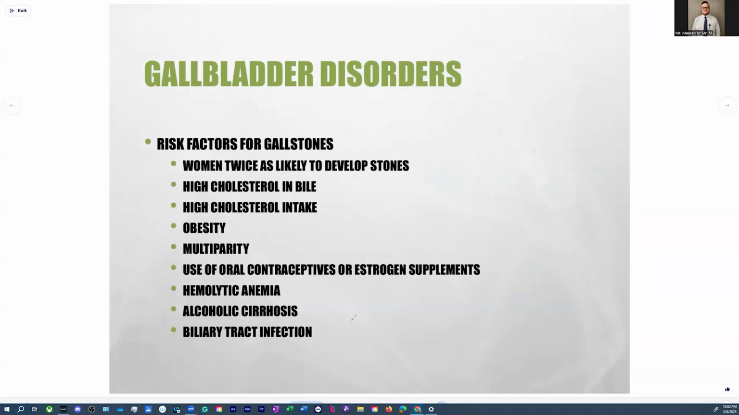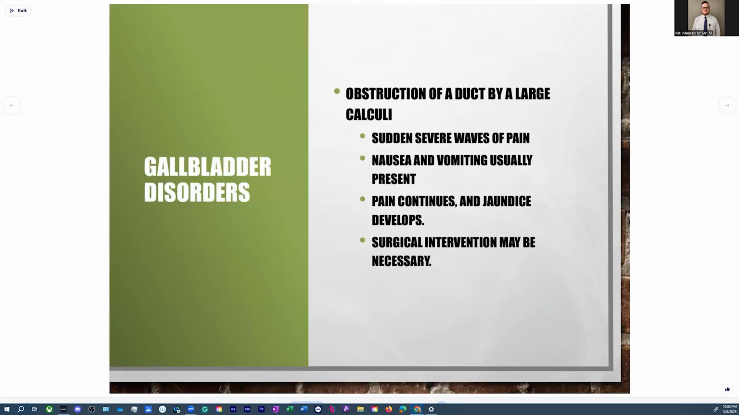Some of the risk factors for gallstones: for whatever reason, women are much more likely to develop them. Also high cholesterol levels, obesity, and use of oral contraceptives and estrogen, which for some reason tends to cause a higher incidence of gallstones. If I have issues with my liver, I also tend to have more potential for gallstone development or infection in that area.